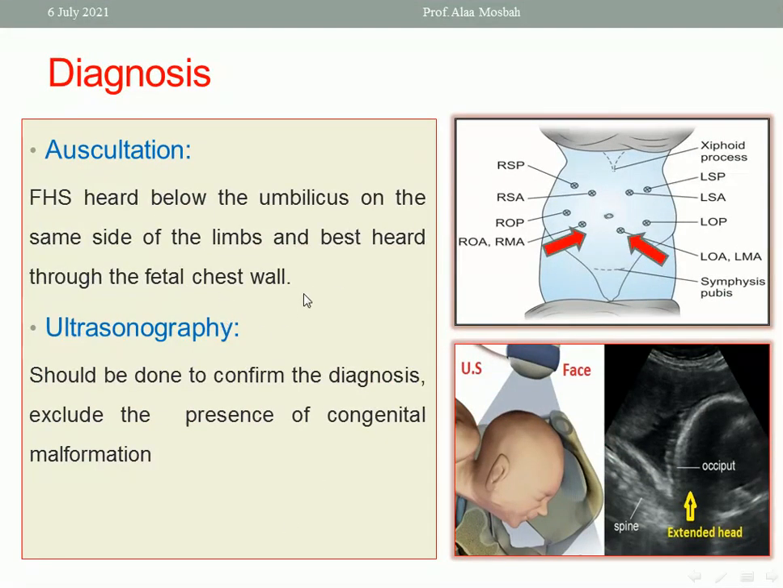What about auscultation of the fetal heart sound? Which is the side to hear the fetal heart sound? The best site is below the umbilicus, near the midline, on both sides of the midline. Okay? In this area. Look at the red arrow, this area, and this is for left mentum anterior, and this is for right mentum anterior.